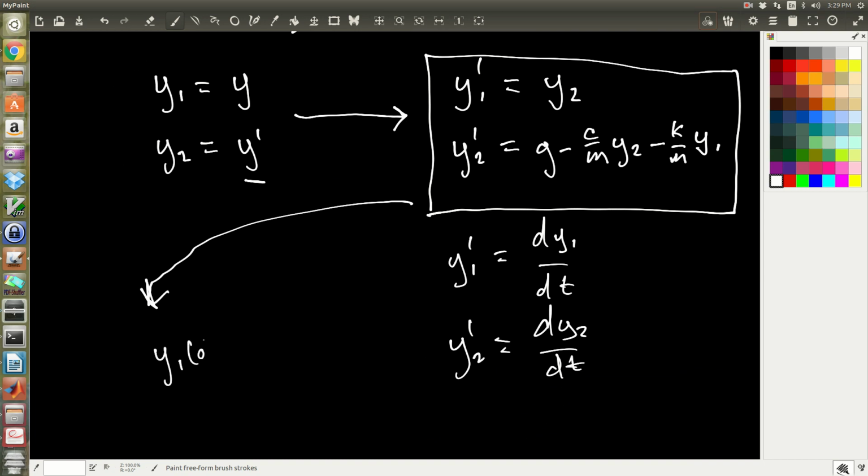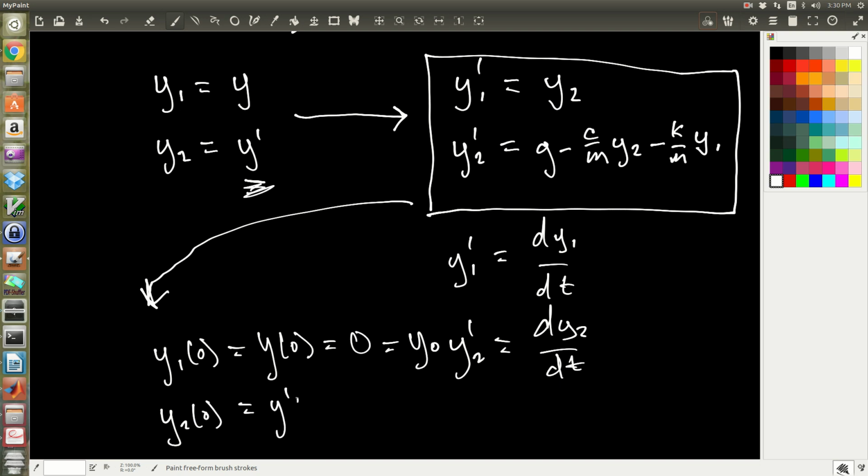Y1 at 0 is going to correspond to y at 0, which just equals 0 for this case, or you could say in general, y naught. And then y2 at 0 corresponds to y prime at 0, which is just equal to 0. Or you could say that's just the initial velocity, y prime naught. Okay?